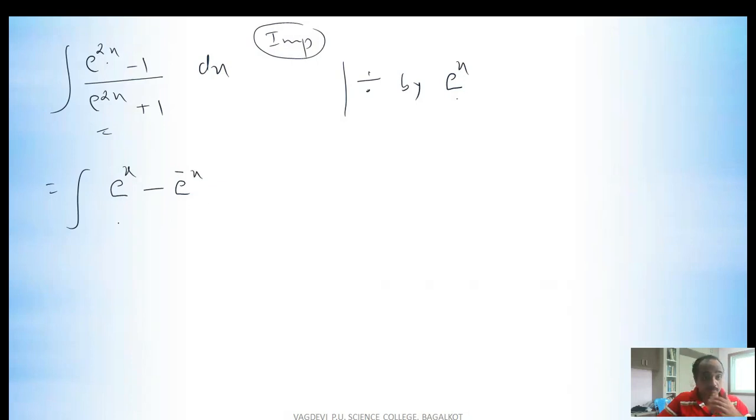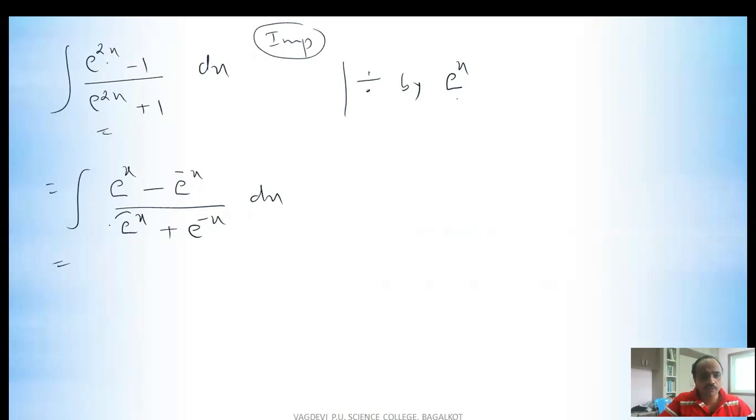1 by e to the power x, divided by e to the power 2x by e to the power x. If you divide e raised to m minus n, 2x minus x, we get e raised to x plus 1 by e raised to x. 1 by e raised to x means e raised to minus x.